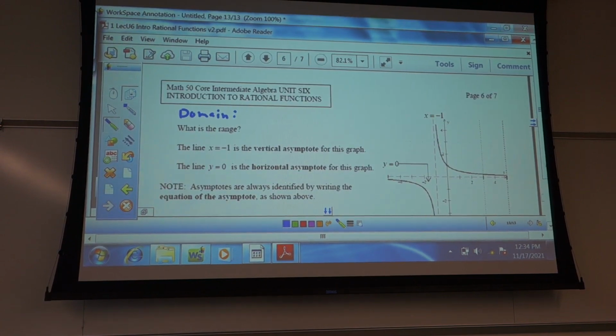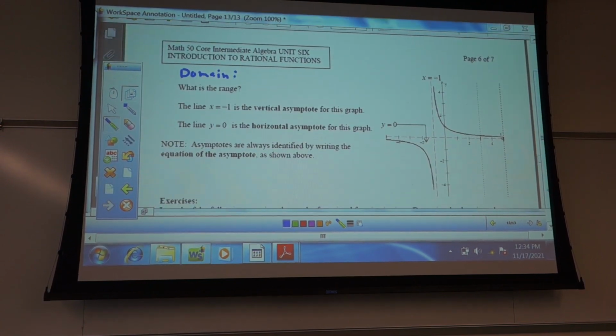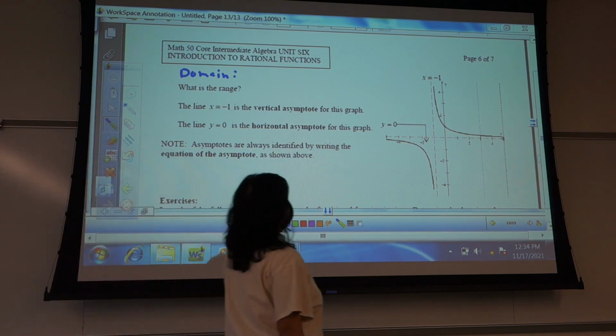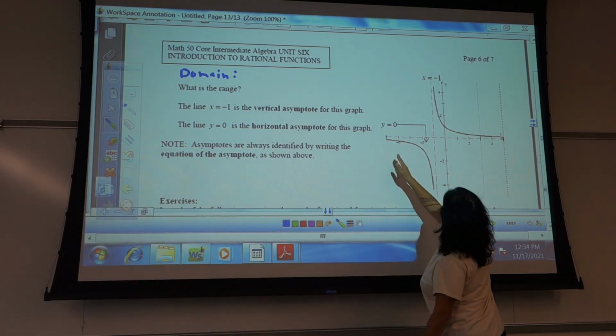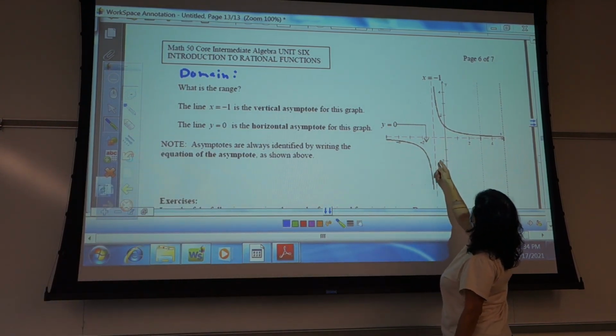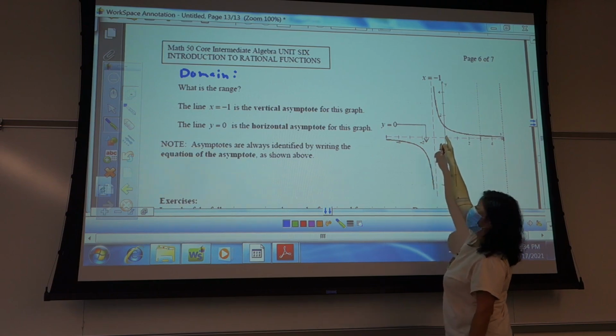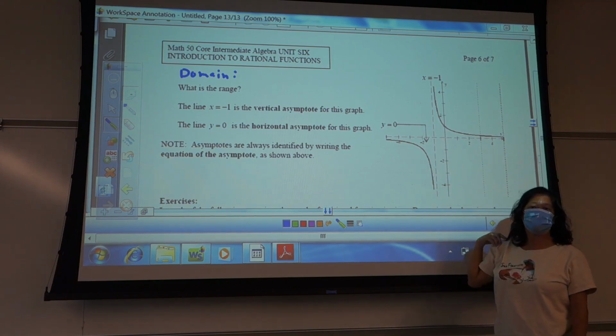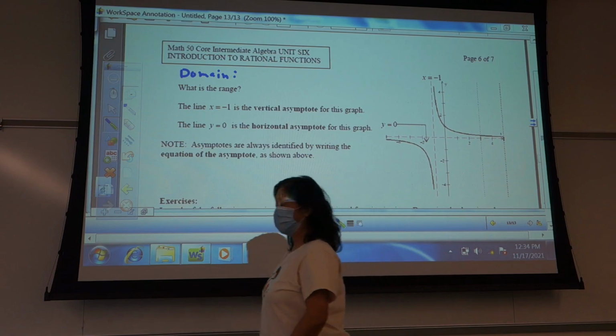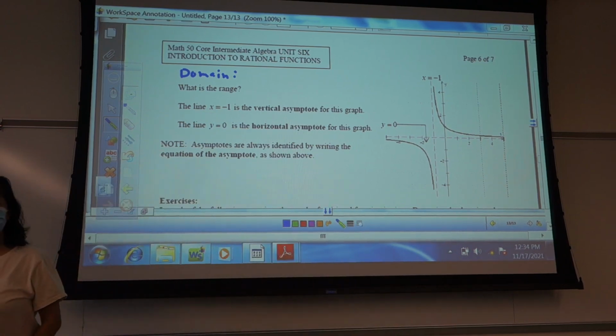Okay. So next page, page 6. Here is an example. The question is, what is the domain and what is the range? Well, what can x not be? Everyone find what x cannot be. Find the domain and range. Write them down, physically write them down.